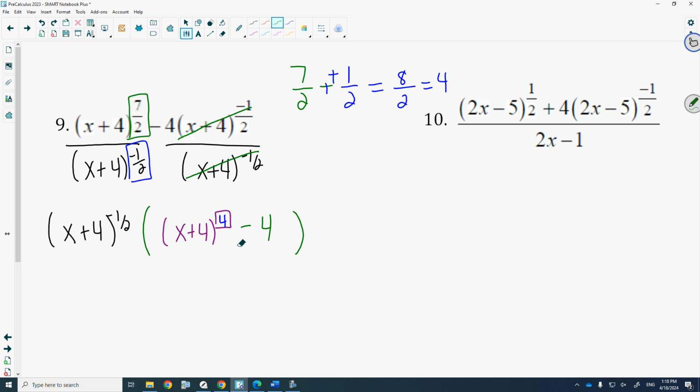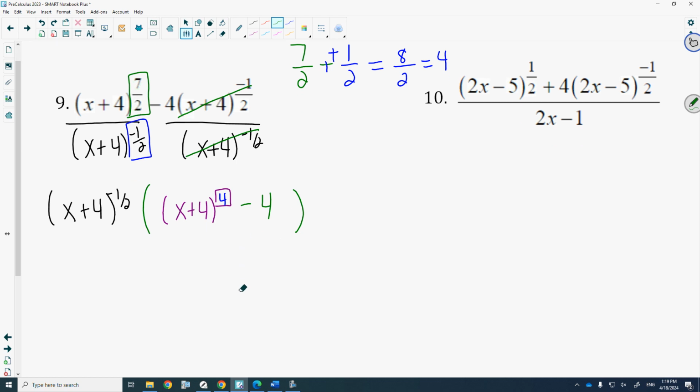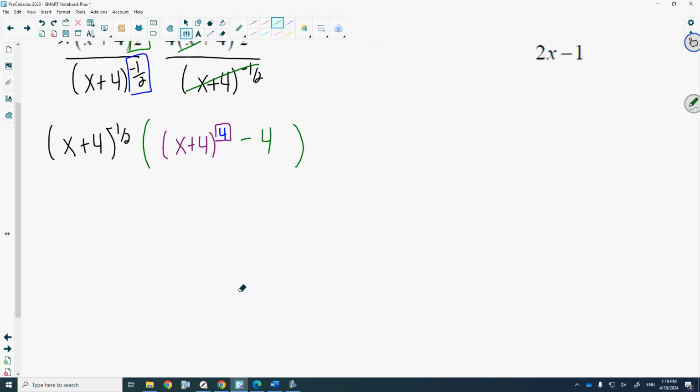Now, if you look at this, what I hope you would see is this can actually be further factored, and this is a difference of squares. So the square root of this would be x plus 4 squared.